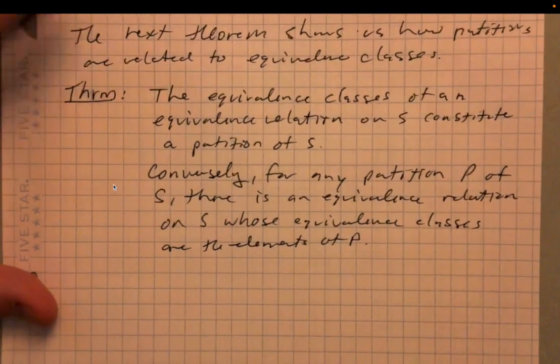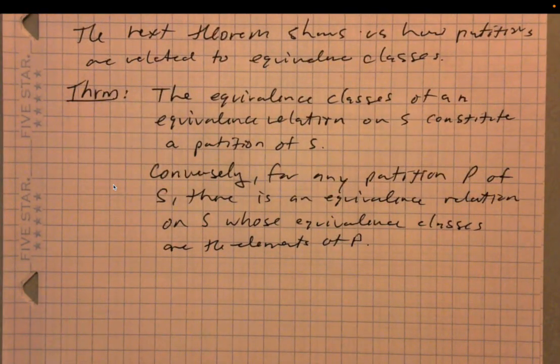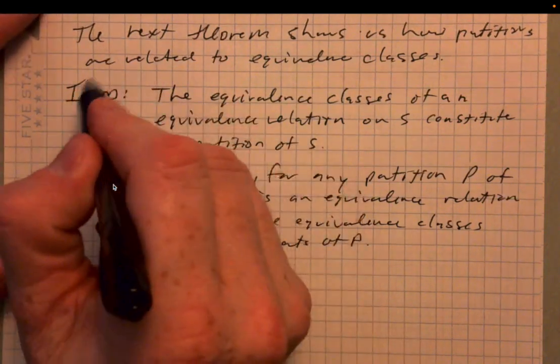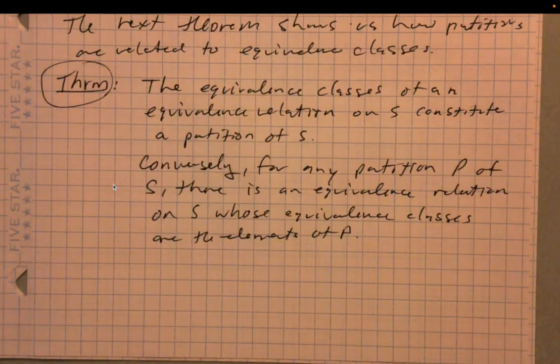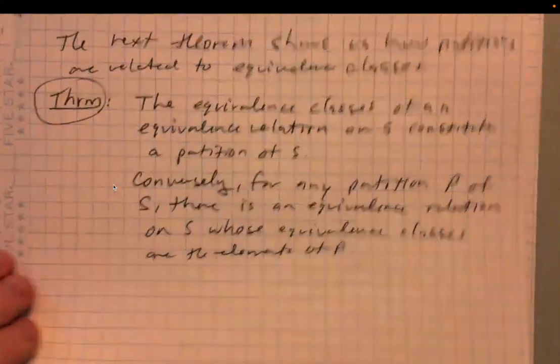Okay, so that one is also interesting, right? So given a set S and any partition you can think of, for that partition there is an equivalence relation whose equivalence classes are the elements of your partition, your chosen partition, as arbitrary as you like. Okay, so that is the theorem here that relates partitions to equivalence classes. Now we're going to prove this theorem because it's a big theorem and it's an interesting theorem.